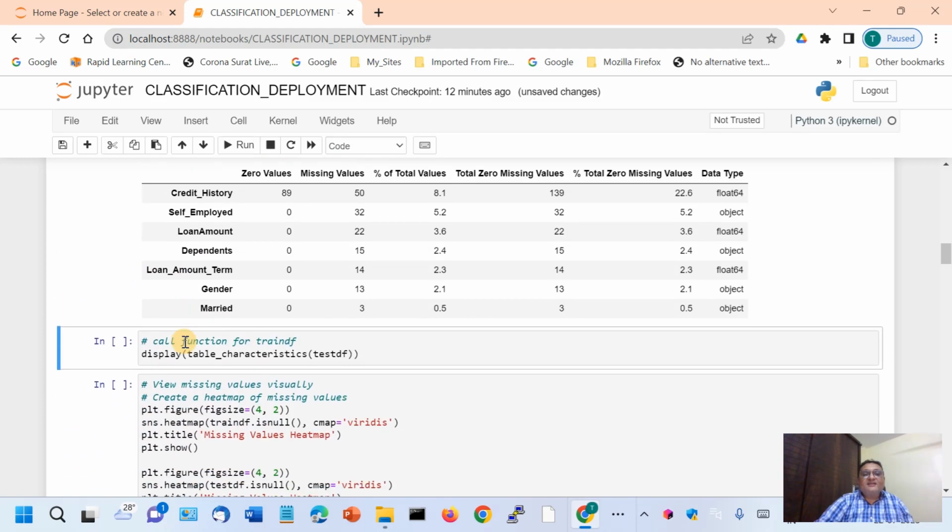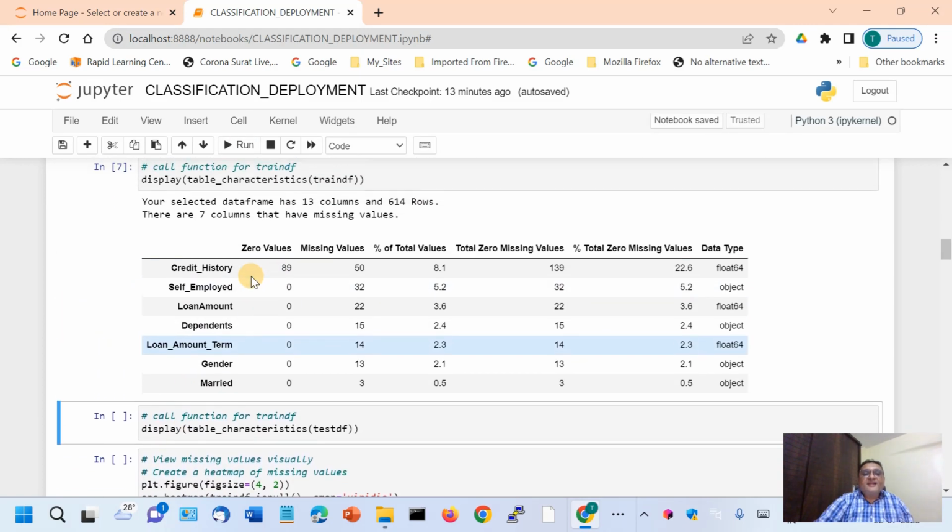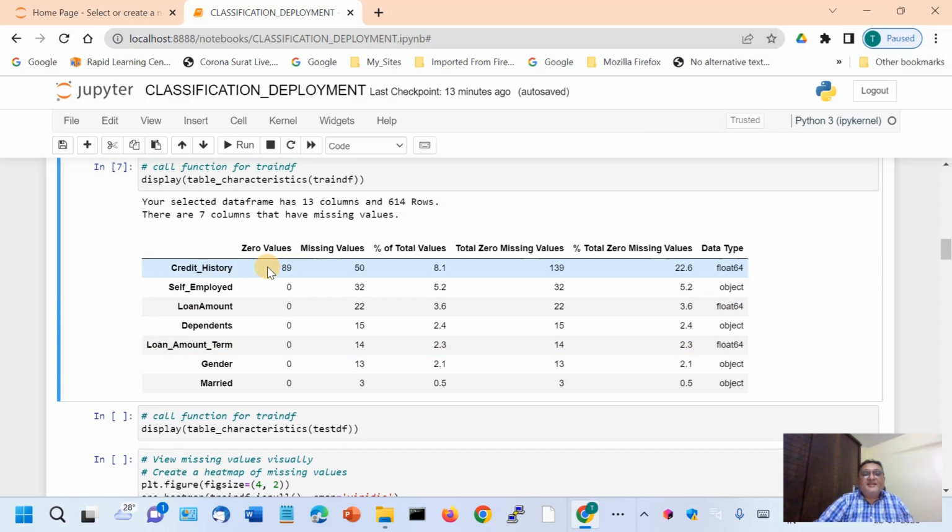you can see that in train df, this column has 89 zero values, this many missing values, and the percentage of total of missing and zero values are 8.1%. Okay, this is percentage of total values for missing values, I think. And this is the percentage for zero plus missing values.